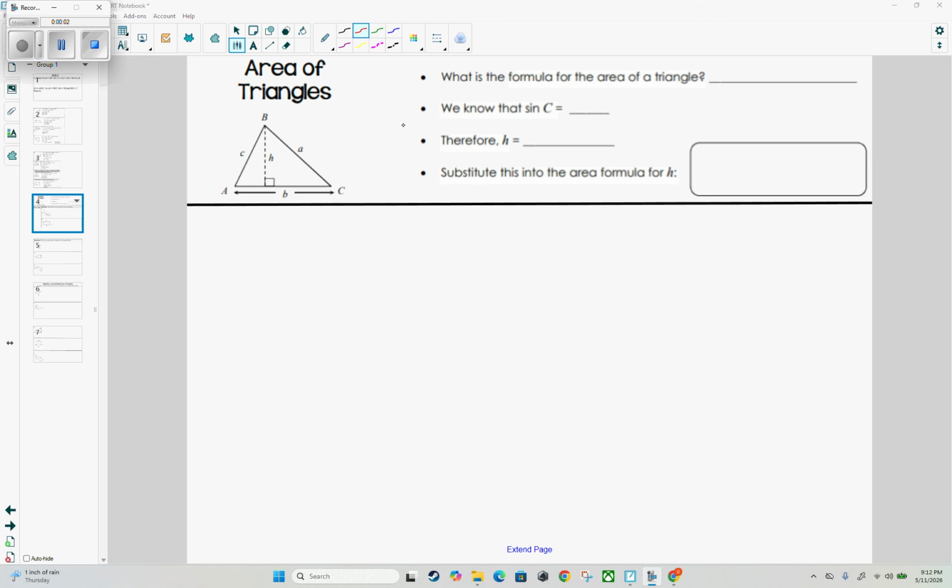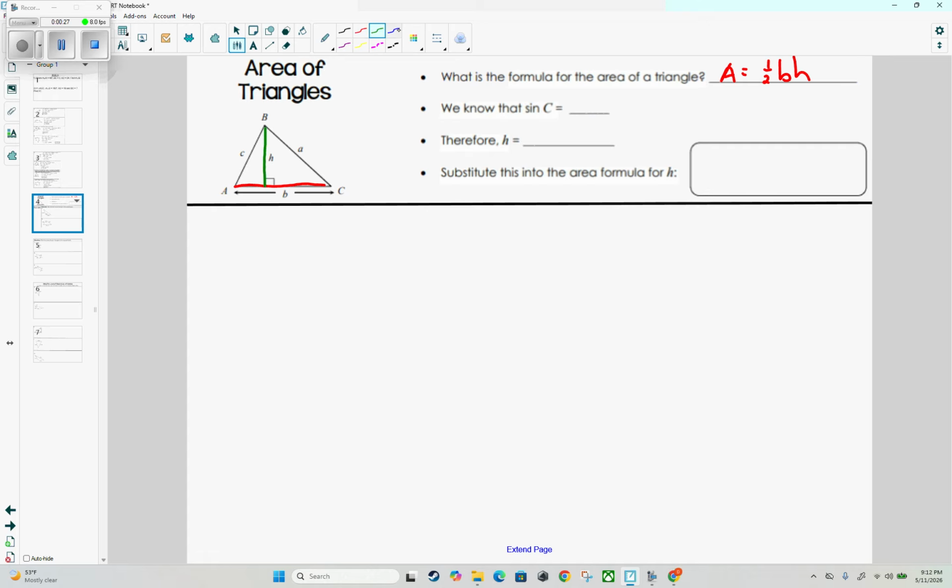All right, welcome everybody. So today we're going to talk about finding the area of a triangle using trig. So we're going to start off back in elementary school or middle school. Hopefully you've learned that the area of a triangle is 1/2 base times height. So it would be the distance of this for our base times the height of the triangle.